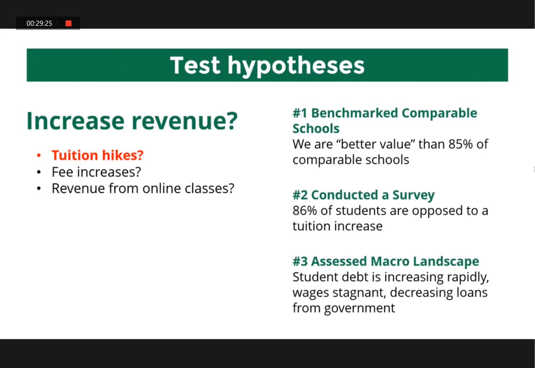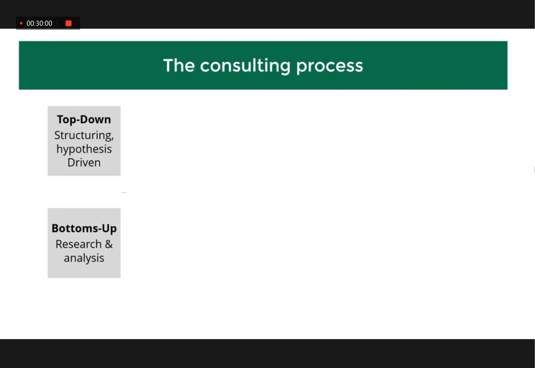So let's say we're testing one of these types of hypotheses. So tuition hikes, what might we do? In a consulting project, you might do a few things. You might start benchmarking comparable schools. Looks like we're a better value than most schools, so maybe there's some wiggle room to increase tuition. Survey the students. Looks like the students are strongly opposed. And number 3, you might look at the macro landscape of student debt issues and see where it all fits in. So this was a very quick run through of the kind of deep dive that might take months in a consulting project.